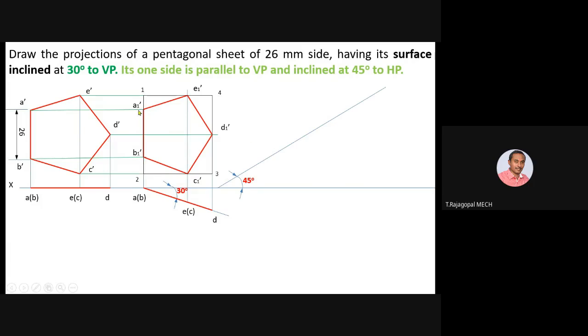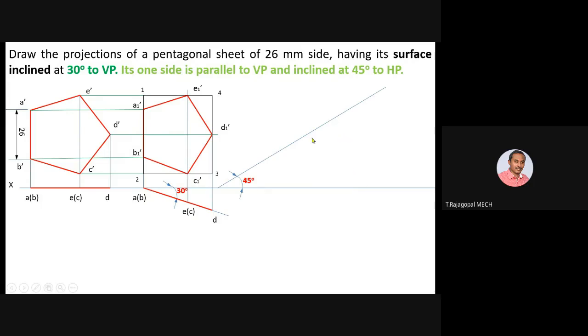Reason behind is A1 dash B1 dash is the side which is made parallel to VP. We started from the simple position. So you can measure the length of this rectangle. First you start from 1 to 2 side. So you measure the distance of 1 to 2. You can fix anywhere on the 45 degree inclination line. One thing you have to ensure is that the pentagon must not touch this XY.